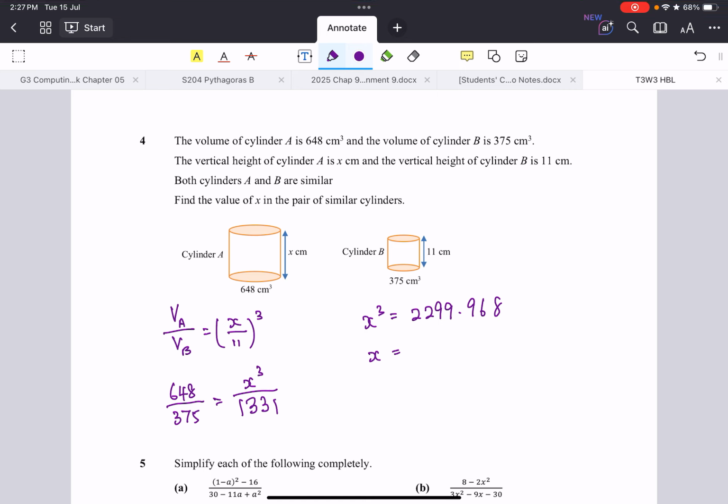Oops, wrong button. That will be the cube root of 2299.968, and that will give us 13.2. There we go. Okay, or 13 and 1/5. That works as well, right? So that's the value of x. Okay, right. Moving on. Next one.